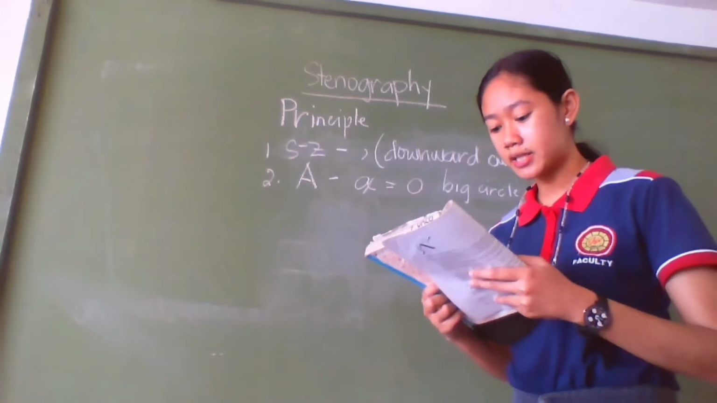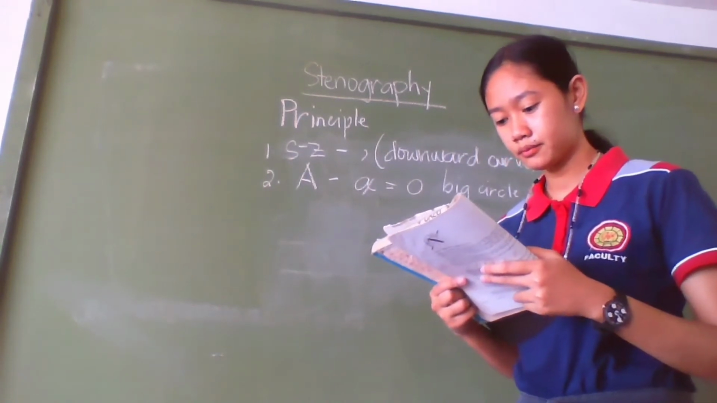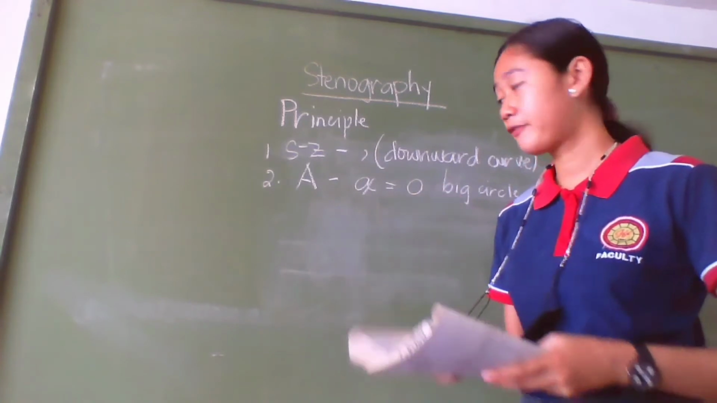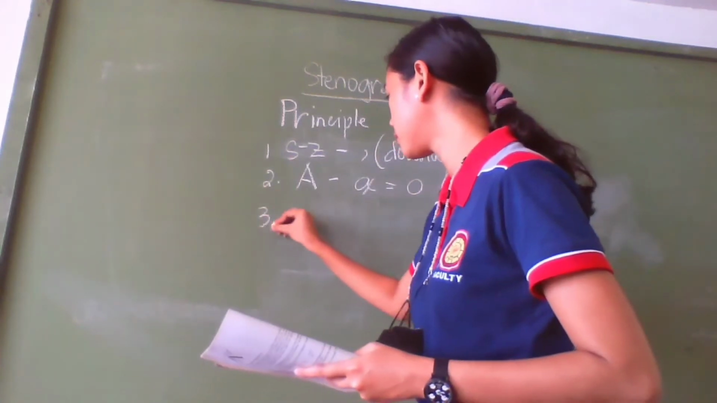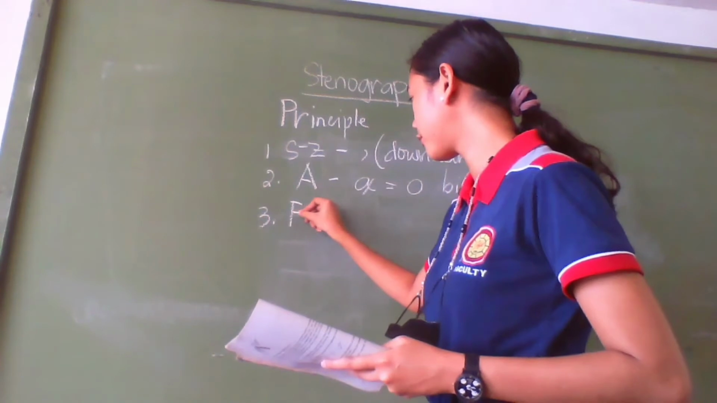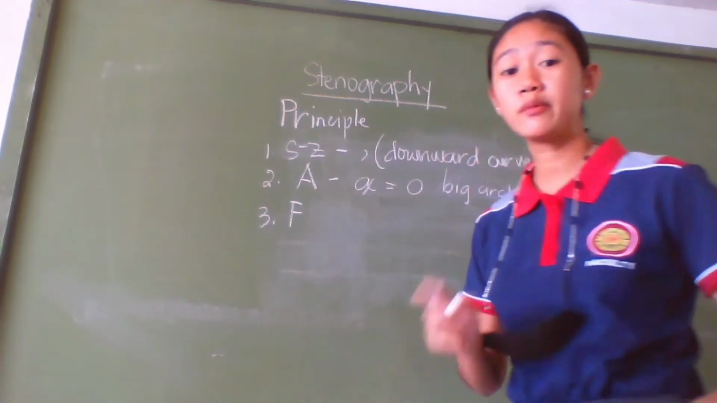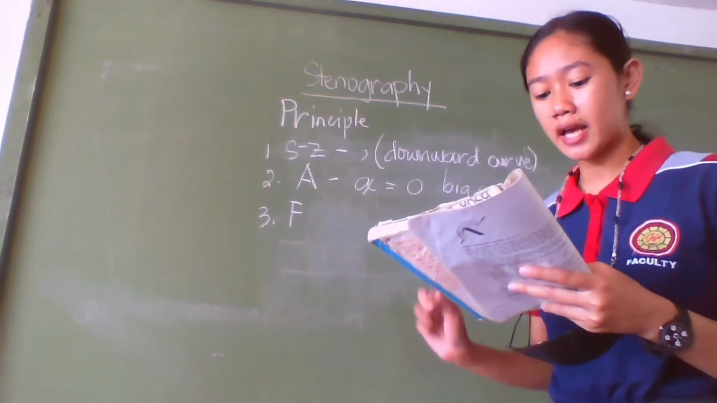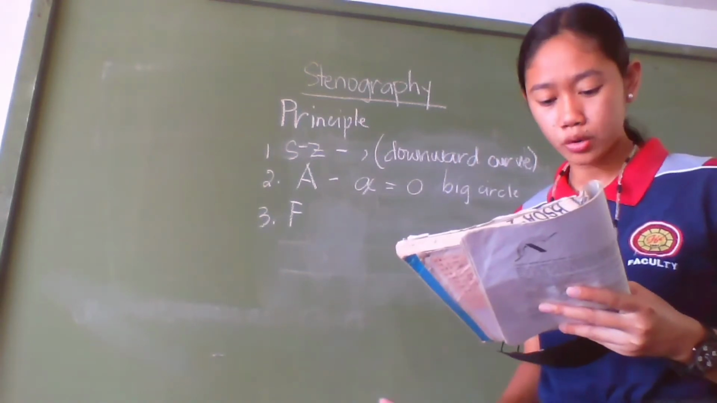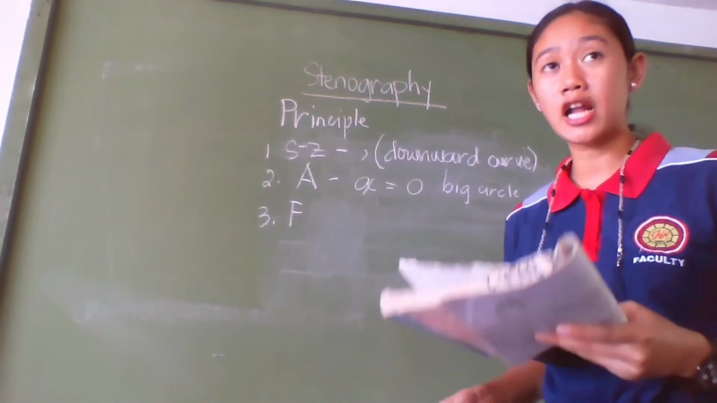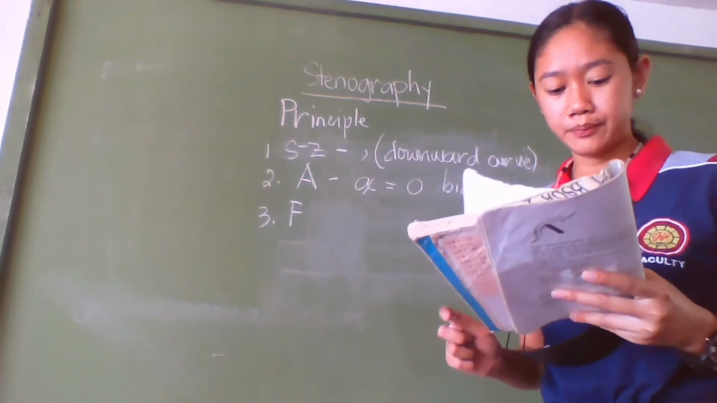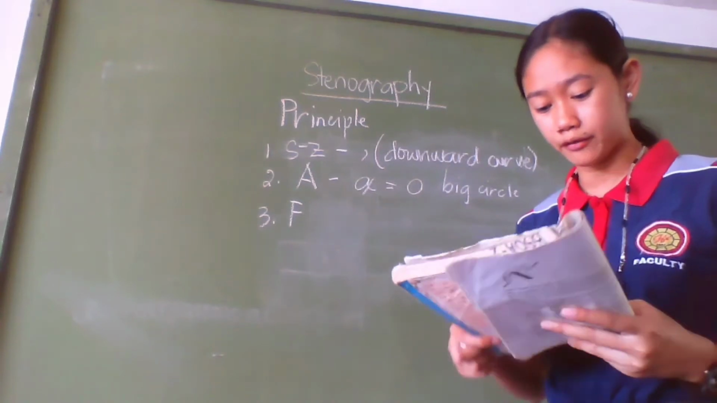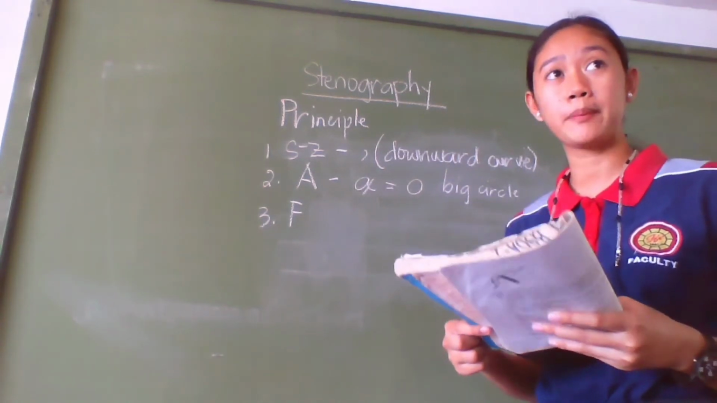Next letter is F and V. F and letter V, okay, unahin muna natin si F. The next two shorthand strokes that you will learn are F and V. The shorthand stroke for F is a downward curve, the same shape as S.